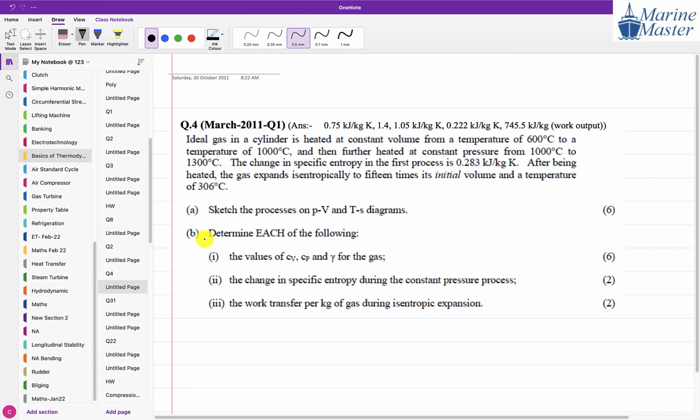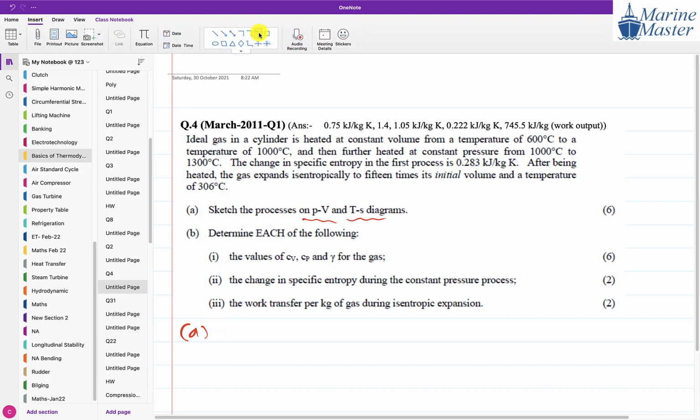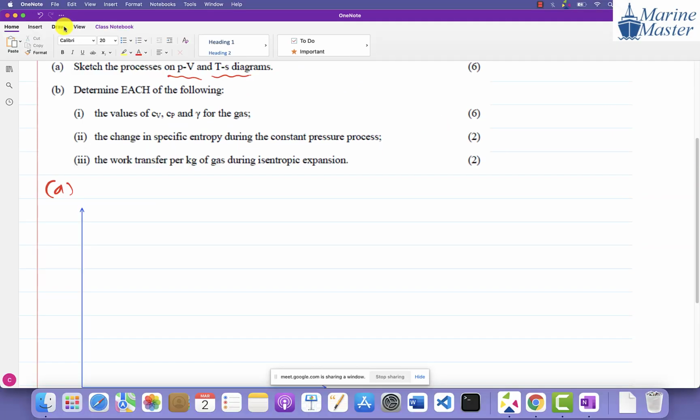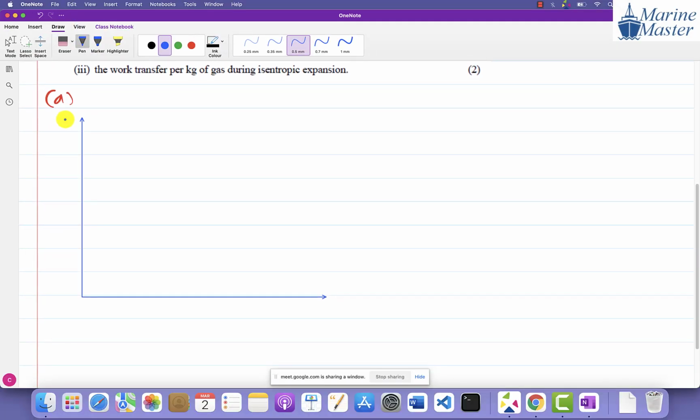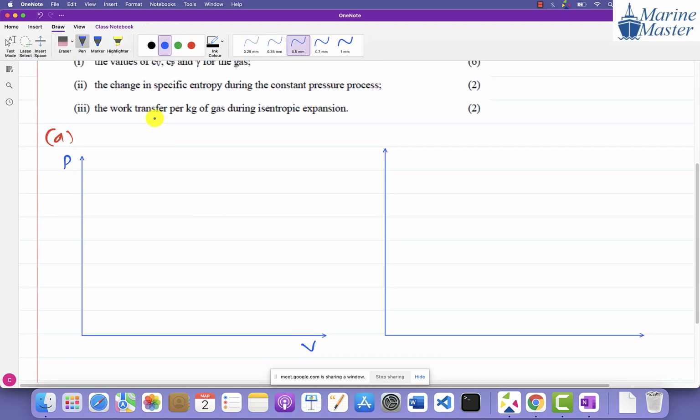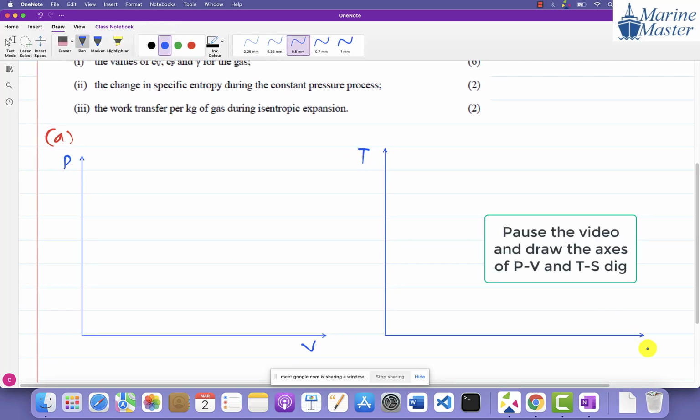Now the next question that we are going to study is question 4. Here, as usual, what is our standard practice? We draw a PV diagram and a TS diagram. So in part A, our target is to leave space for the pressure-volume diagram. What do we have to draw first? The PV diagram. So first of all, please leave the space for the PV and TS.